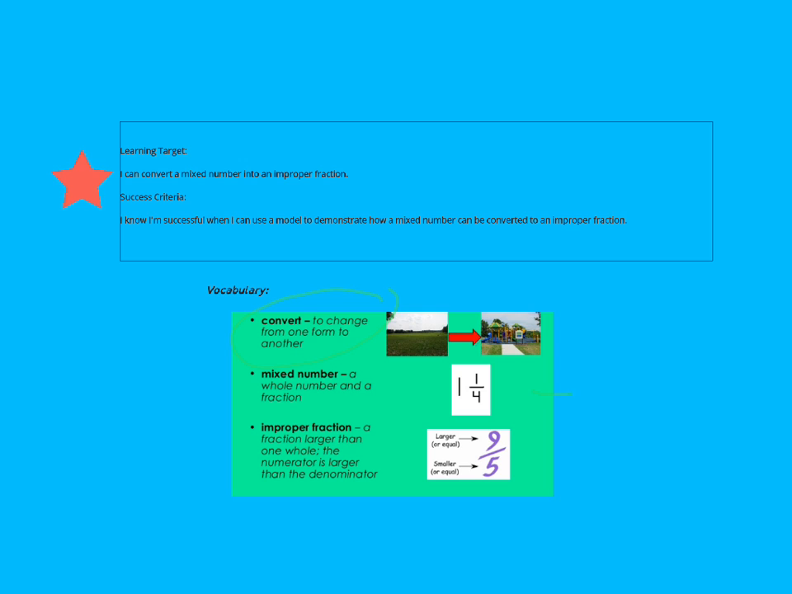Mixed number. A mixed number is a whole number and a fraction. And finally, an improper fraction is a fraction larger than one whole. The numerator is larger than the denominator. Again, the numerator is larger than the denominator.